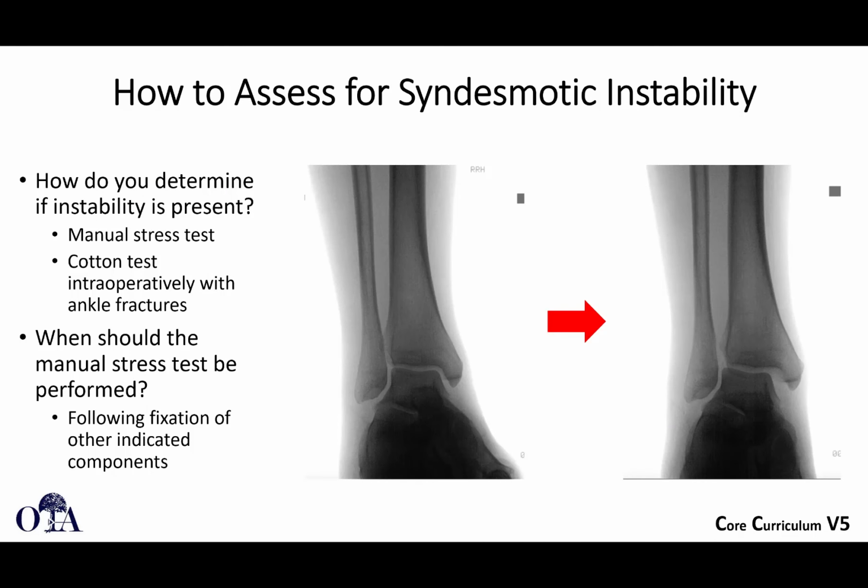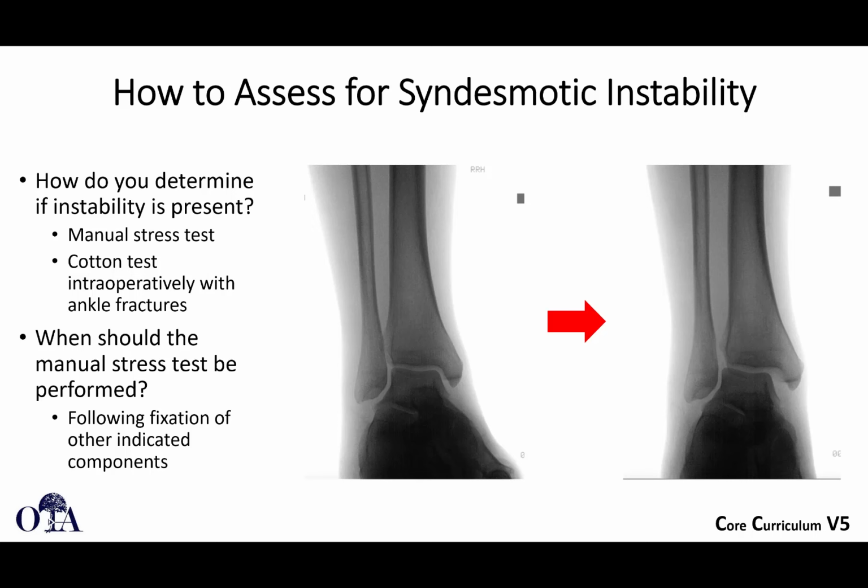How do you determine if instability is present? Well, we talked about this in a previous video. You're going to do potentially a manual stress test. You can do a so-called Cotton test, which is when after you fix a fibula intraoperatively, you grab it with a pointed reduction forceps and you literally try to displace it laterally.